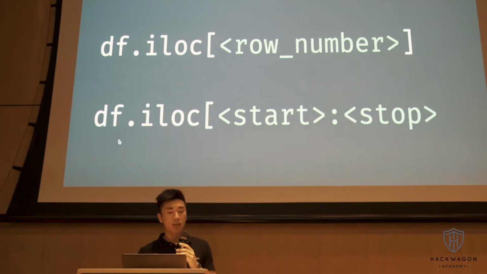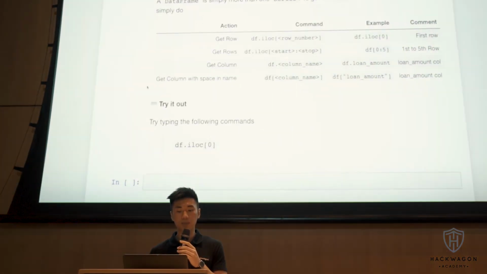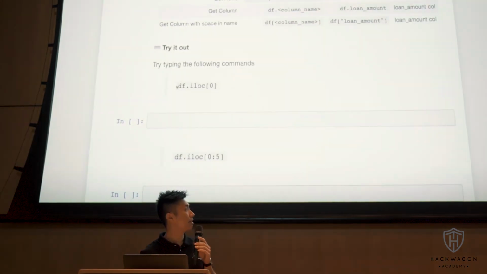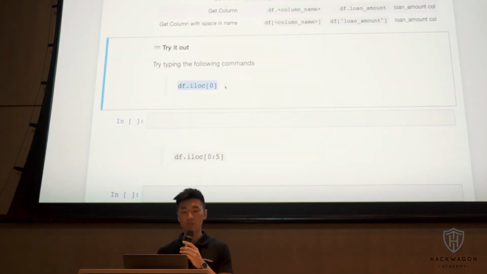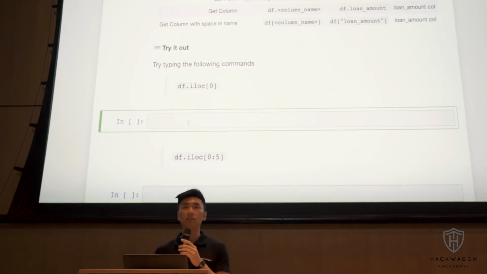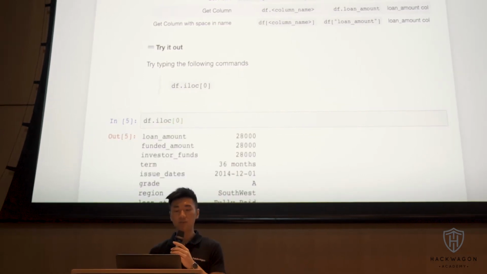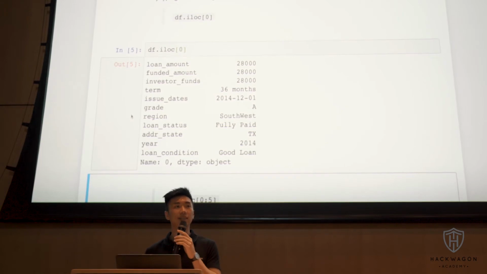So you can try it out in your notebook by copying and pasting this code. What I have here is the exact same command that I showed you. df.iloc, integer location. And this gives you the first row of my entire data set.